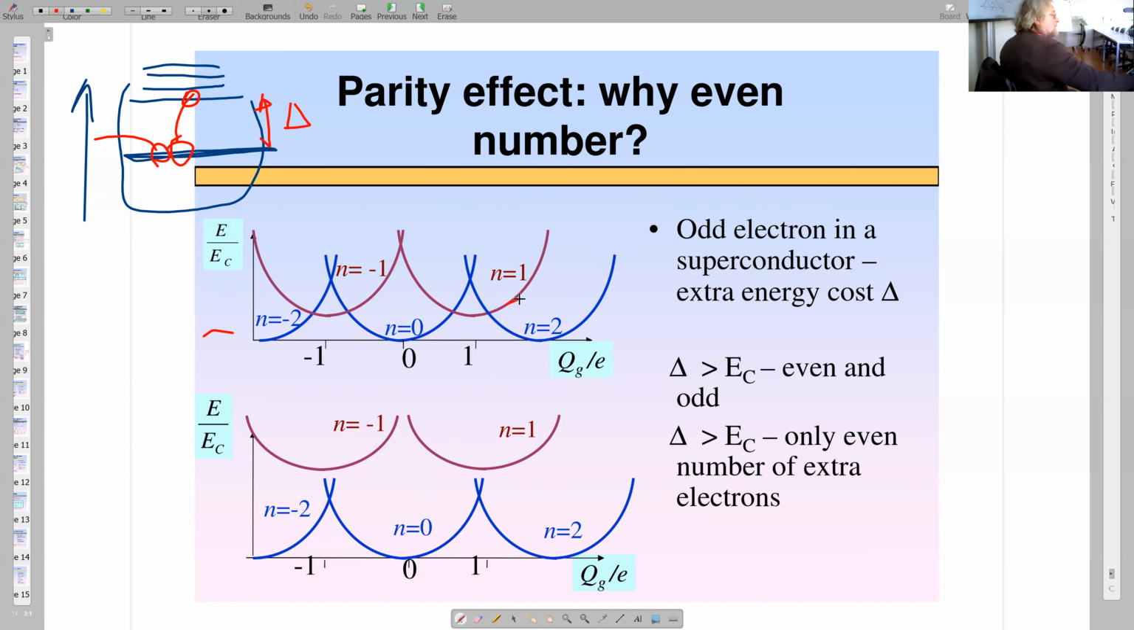So here I sketched parabolas for even and odd numbers. The scale of parabolas, as we know, is the charging energy. The scale of the shift is delta. So if delta is smaller than charging energy, then we have both parities, and that's eventually, how to say, inconvenient. Yeah, inconvenient is a polite word. Eventually it's very inconvenient for applications because your system jumps between two possible parities. You never know which state it is in. So for applications, it's convenient to make a choice where the gap is larger than charging energy.